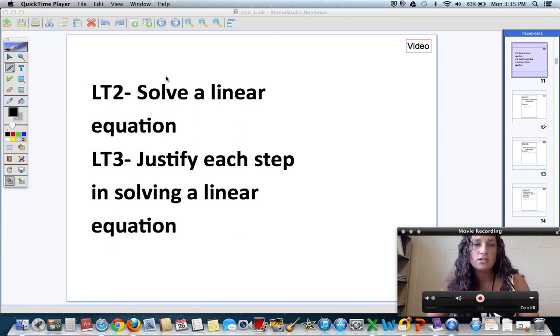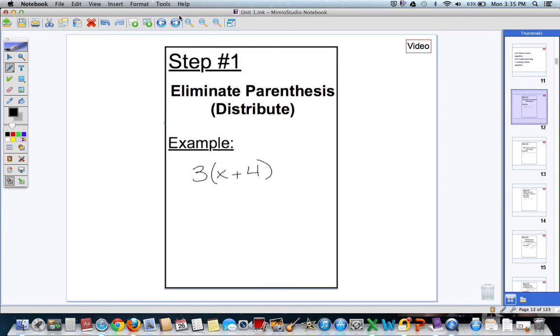So today we are going to be doing learning target 2 and learning target 3. We're going to solve a linear equation and we're going to justify each step in solving our linear equation. Okay, so step 1, eliminate parentheses, or we're using our distributive property.